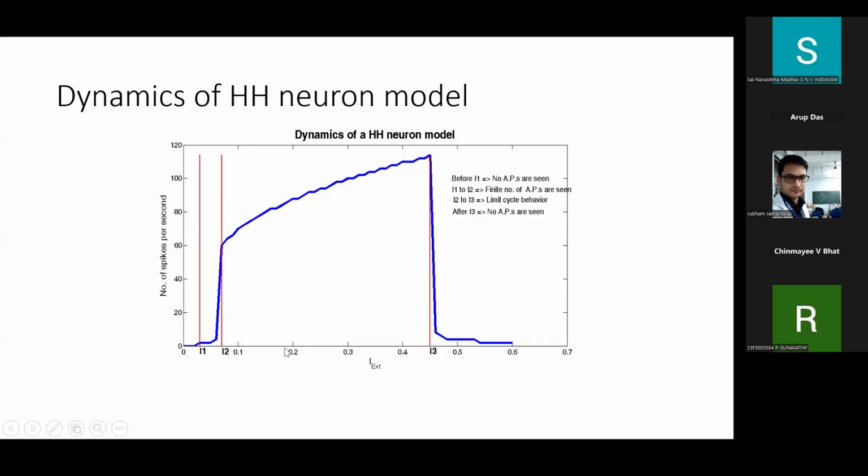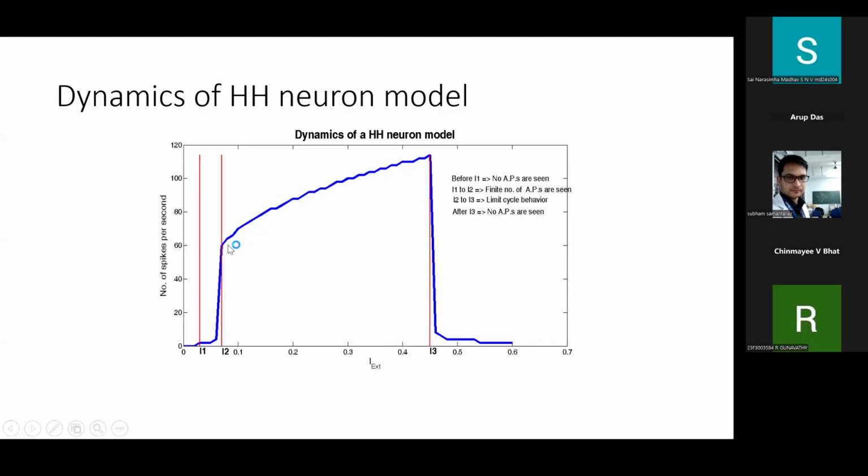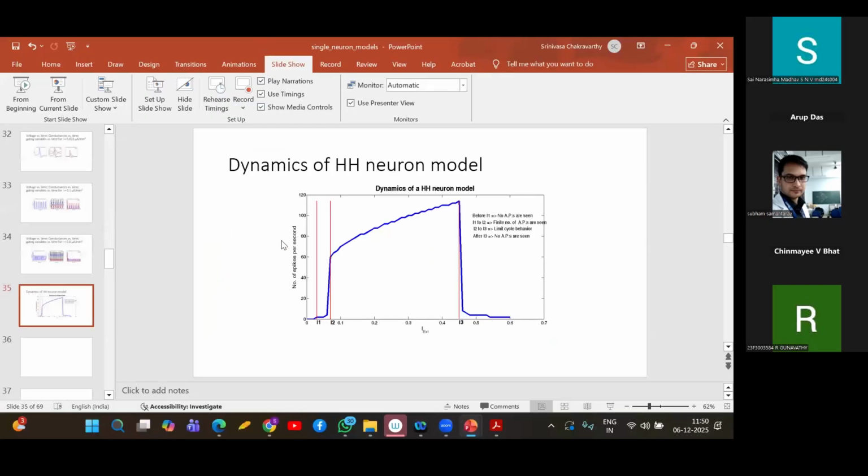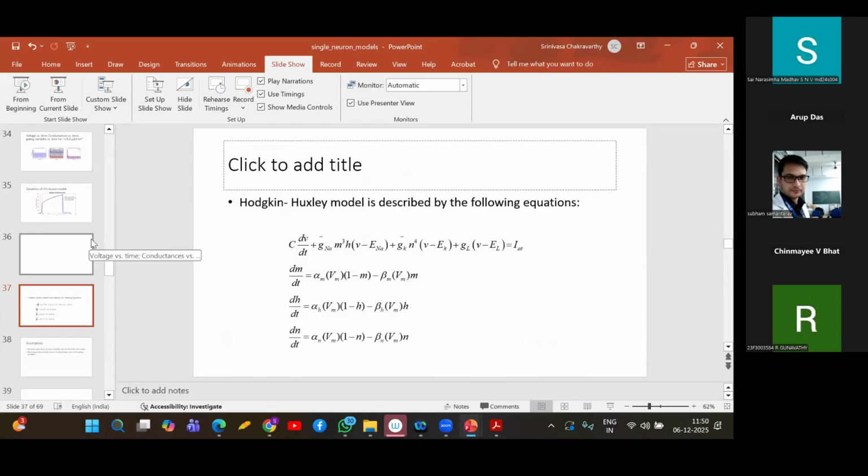And from then onwards, if you keep increasing the input current, there is a constant increase in frequency up to a point. Beyond a point, like I said, the amplitude also starts going down significantly. After that, it can no more be called an AP meaningfully. So after that, the curve kind of stops there. This is the response curve of the Hodgkin-Huxley model. So in the afternoon, you will actually play with the code yourself and see how it works.